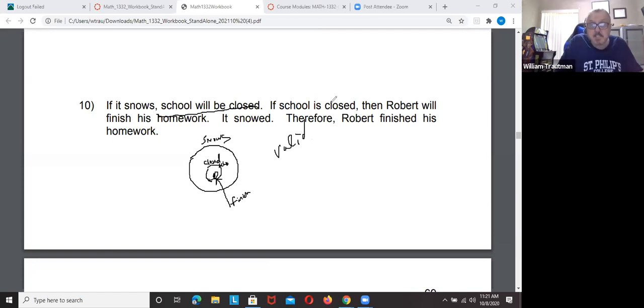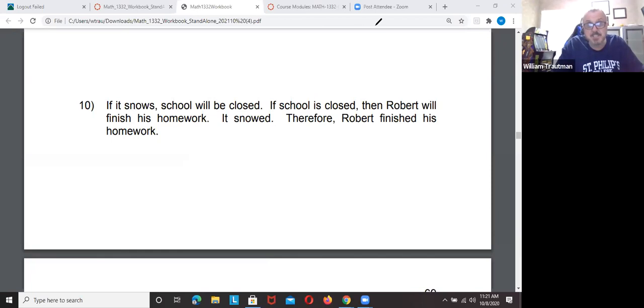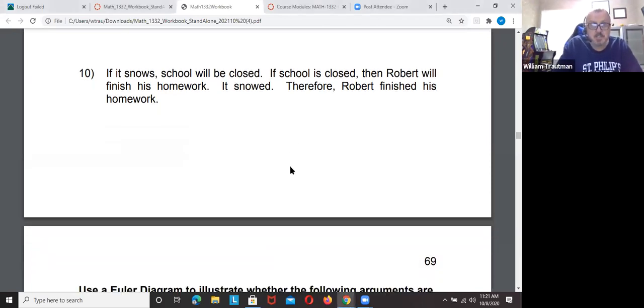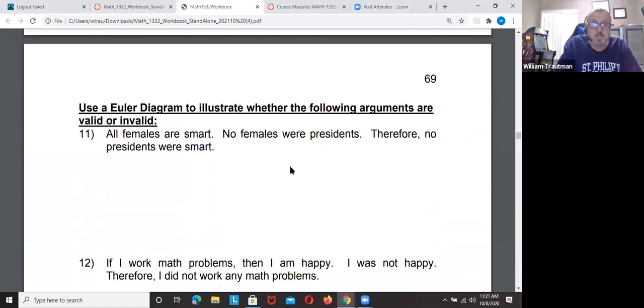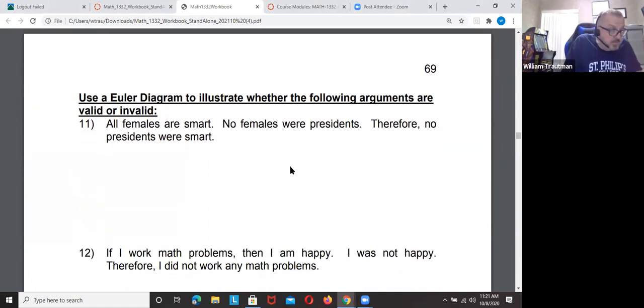Let's look at the next one. These are tough, man. Even for teachers, these are really tough. You have to try to write these down. I know on the test we'll try to give you one that matches the wording from Euler exactly. All females are smart. Do you see? That's an Euler. The second part is always the big circle. Smart.